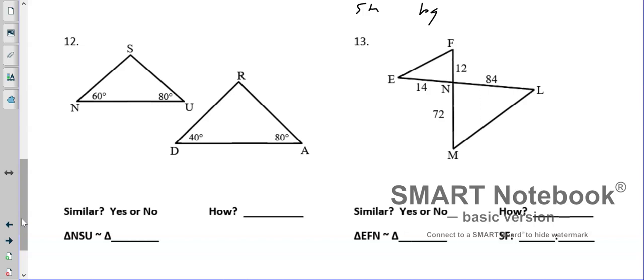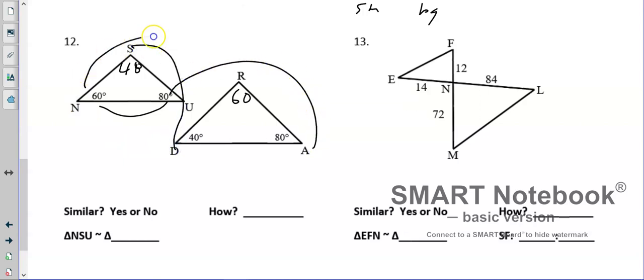Have to do a little legwork here. Okay, 60 plus 80 is 140. That leaves 40 degrees here. 80 plus 40 is 120, and that leaves 60 degrees here. Now, even though these triangles look like they're oriented the same way, and this goes with this, and this goes with this, that is not true. Okay, it's not true at all. The 40 goes with the 40. The 80 goes with the 80, and the 60 goes with the 60. So you got to be careful when you write this.